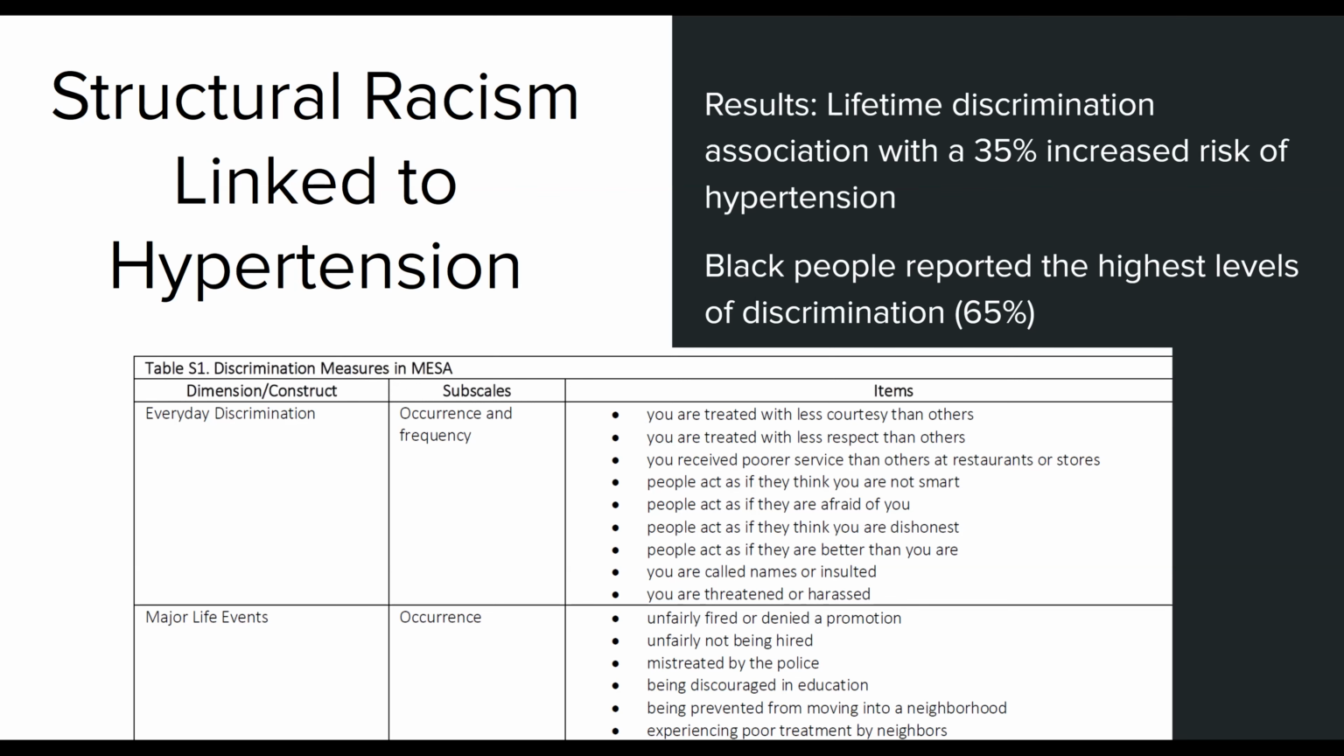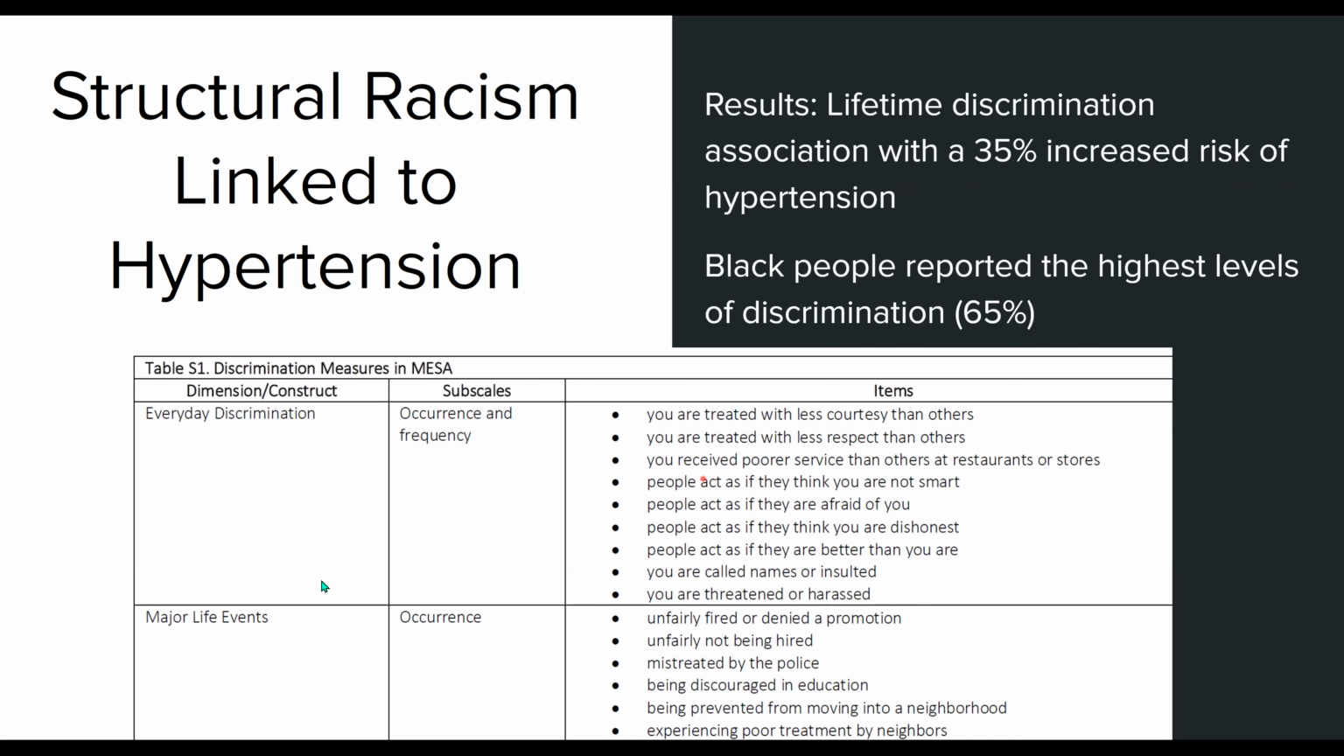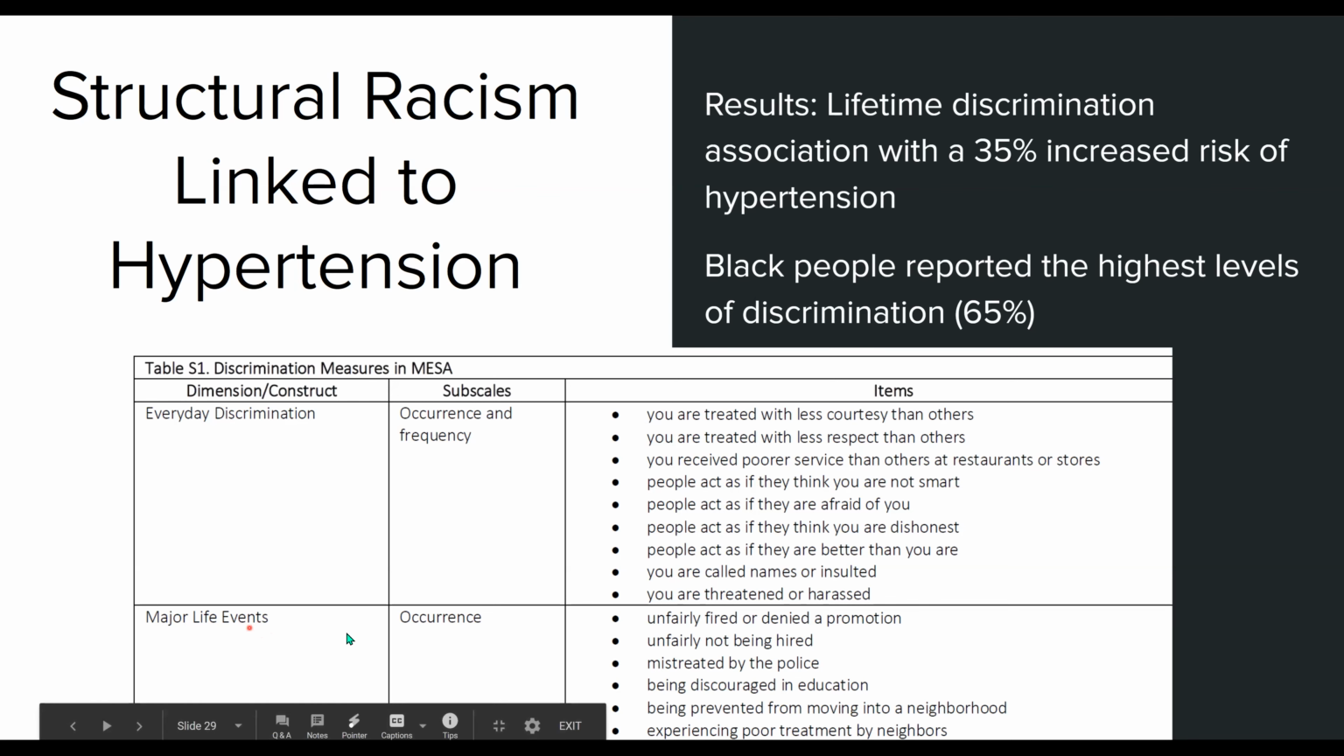And they compared everyday discrimination, which you see in the top of this table. So that's like the people being mean to you, the interpersonal racism, versus the major life events or the lifetime discrimination. And that's really that structural part, like being excluded from job opportunities, from housing, from educational opportunities.